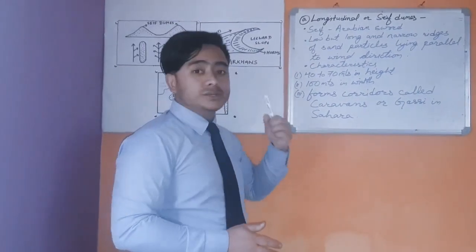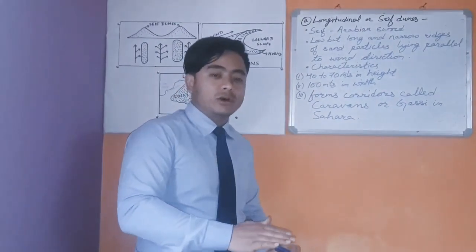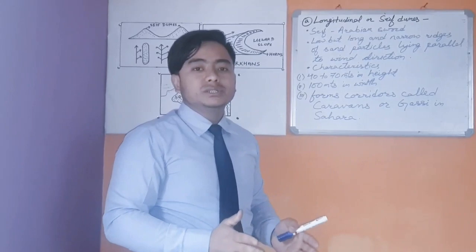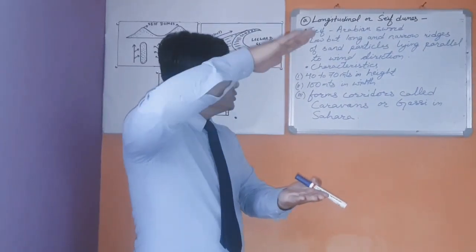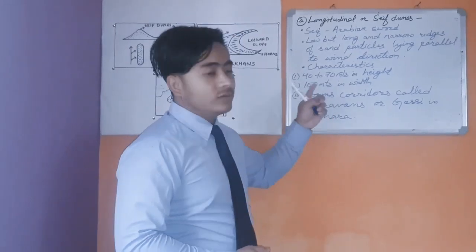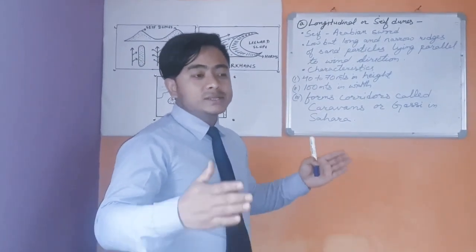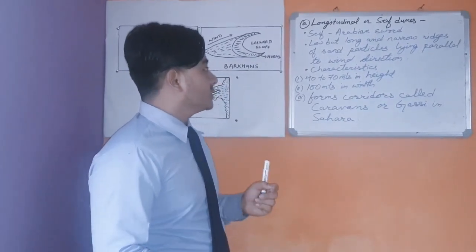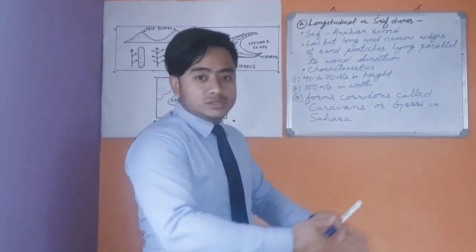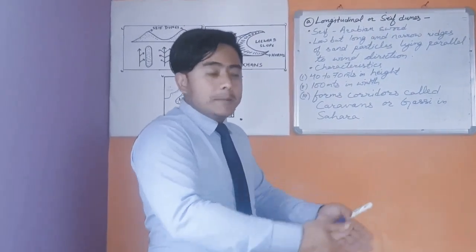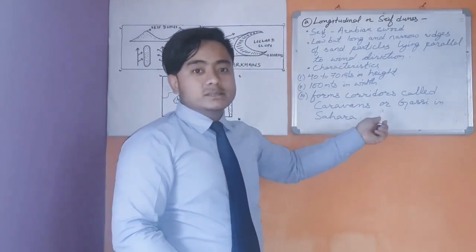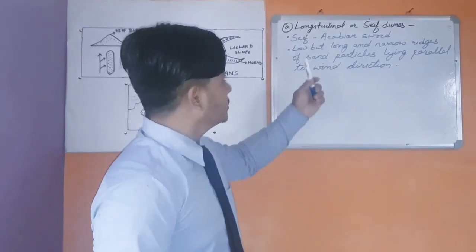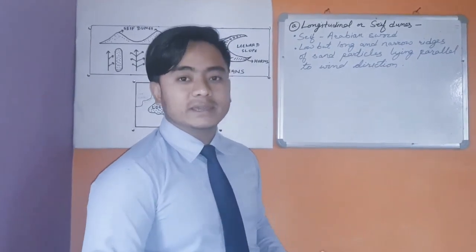See, longitudinal dunes have a height extending from 40 meters to 70 meters. That means the height of the longitudinal dune varies from 40 meters to 70 meters. The width of the longitudinal dunes ranges up to 100 meters. And number 3, third characteristic, longitudinal dunes form corridors, small gaps or passes, that are called caravans or gassi in Sahara.